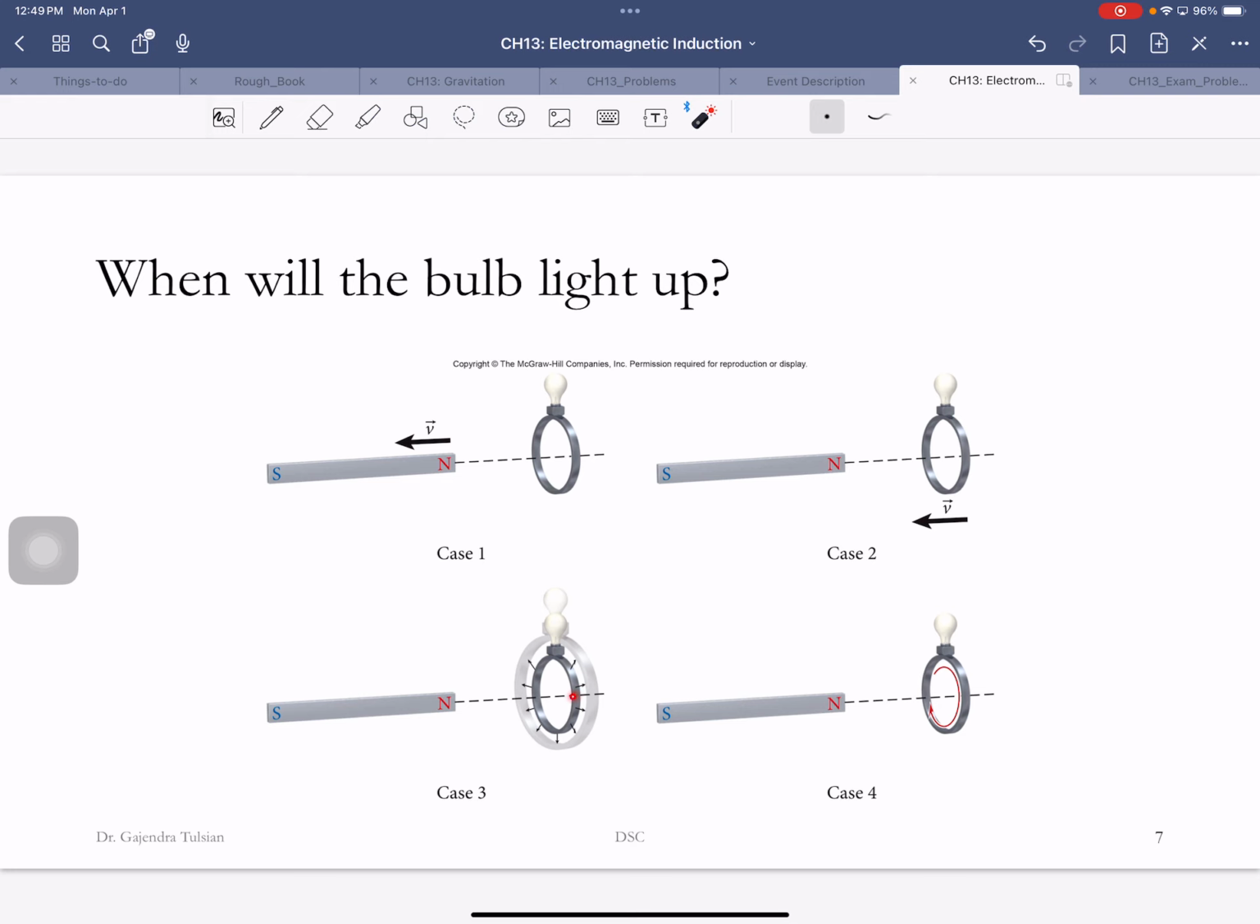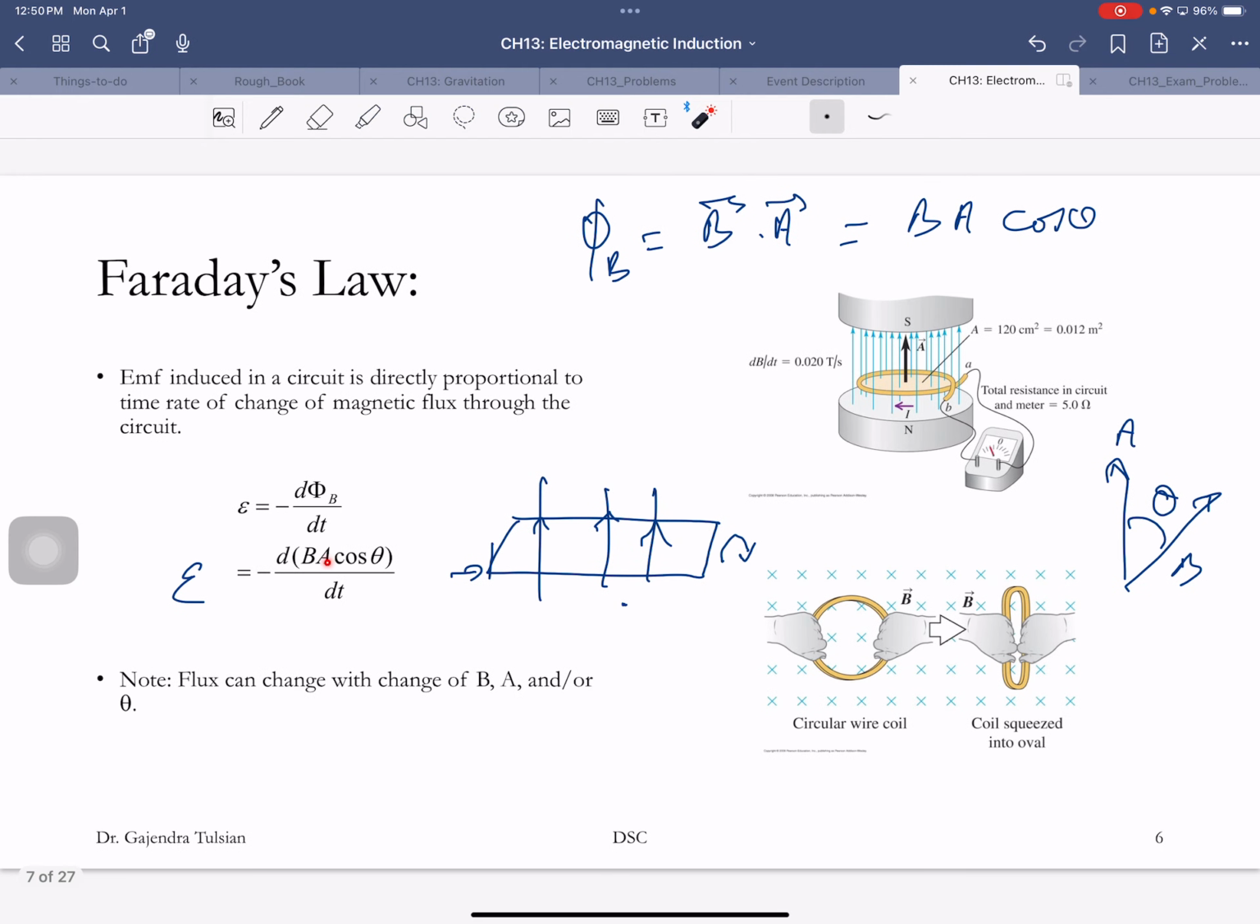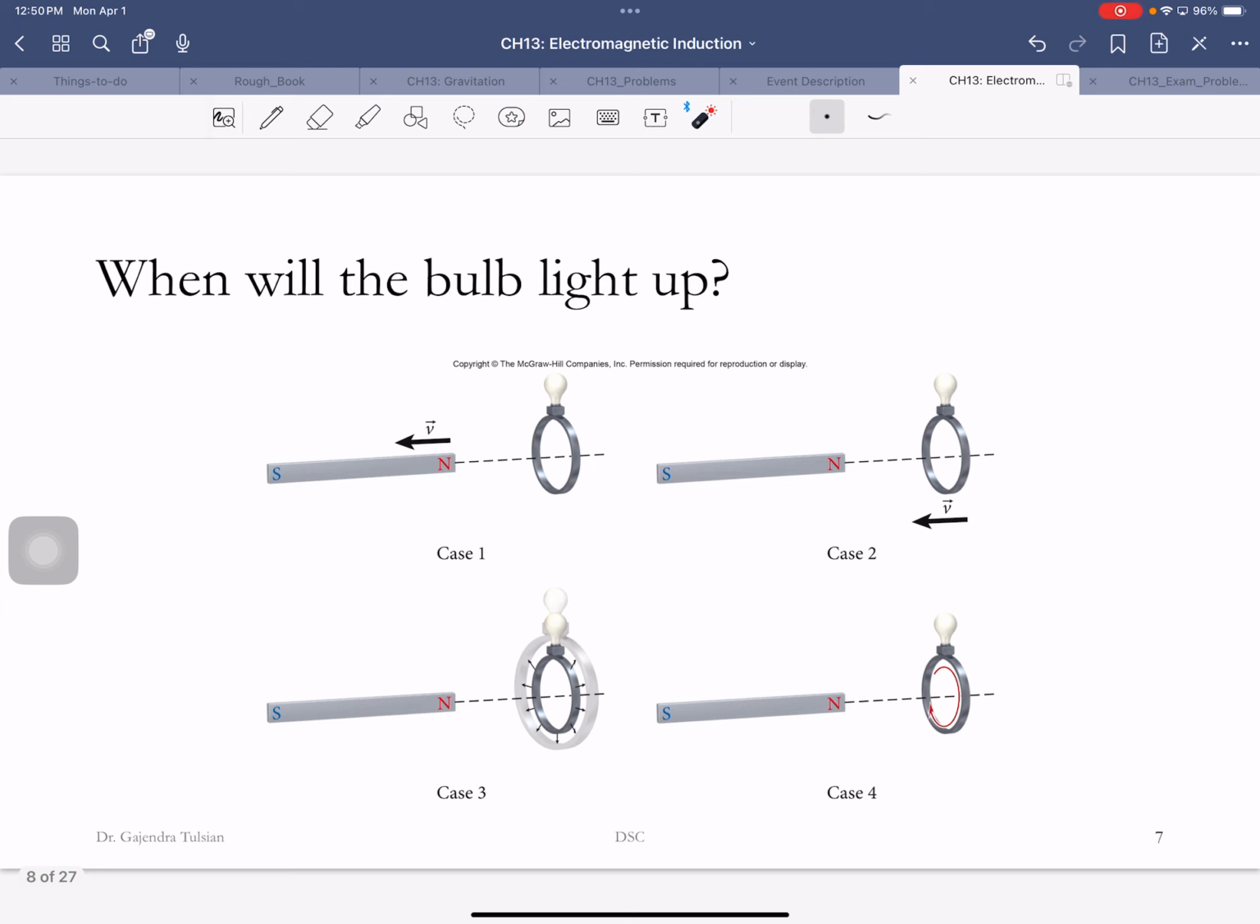What are we doing here? This is stationary, that's stationary. You're increasing the area. In this case, you're increasing the area. B is constant. Okay? So the bulb will light up. This is the only case when the bulb won't light up. Okay?